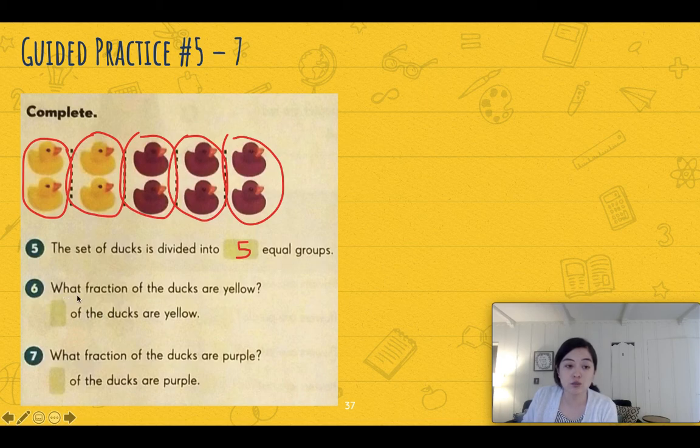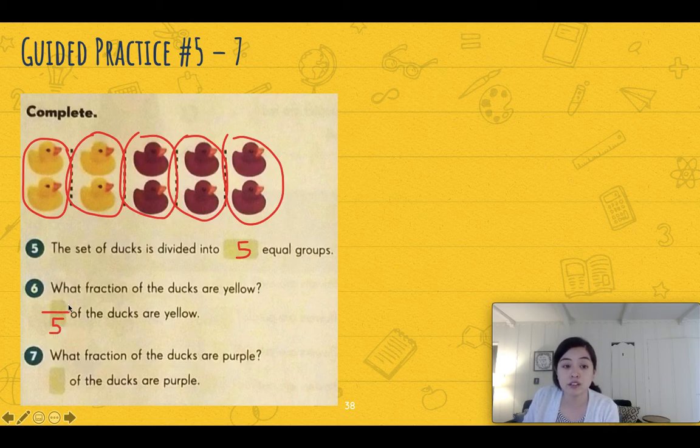Look at number 6. What fraction of the ducks are yellow? So what I'm going to do is I'm going to put it into equal groups. Okay? So let's see. How many groups of ducks are yellow? There's 2 groups of ducks that are yellow. How many total groups are there? There's 1, 2, 3, 4, 5 total groups. Okay? So there's 5 total groups, which goes in the denominator because the total always goes in the denominator.